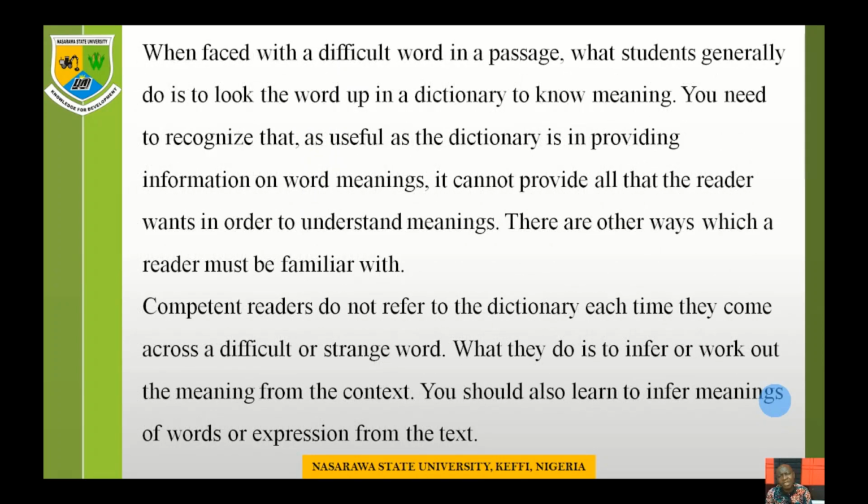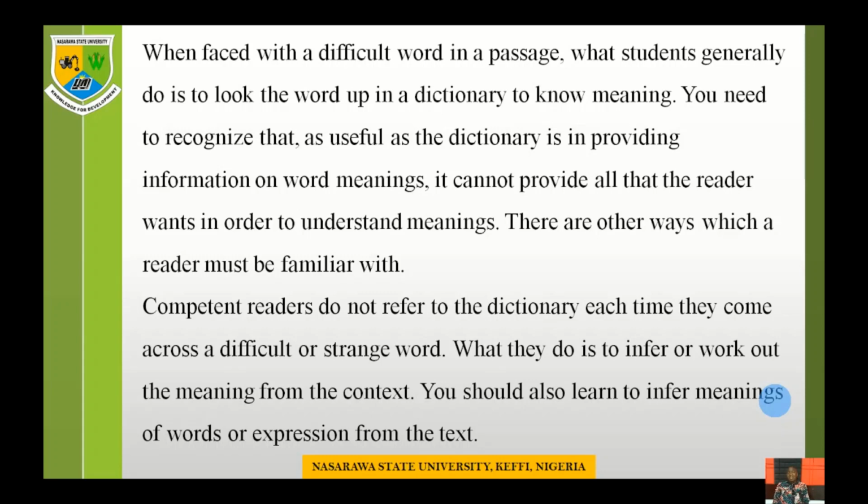Many times when students read passages, we discover that they are faced with difficult words. And what most students do is to look for the meaning of the word in a dictionary that they do not understand or don't know their meanings.